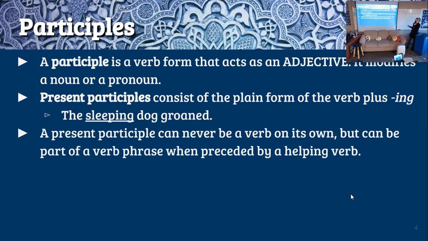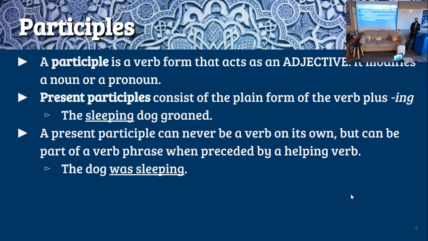Now, a present participle will never be a verb on its own. But if you hook up a present participle, a verb with an ing, with a helping verb, then it changes and it's no longer a participle. It instead becomes part of a verb phrase. So if you see an ing verb that comes right after a helping verb, that's not a participle. It's functioning as part of the verb phrase. In this example, the dog was sleeping. Was sleeping is our verb because it's telling us the action that the dog is doing.